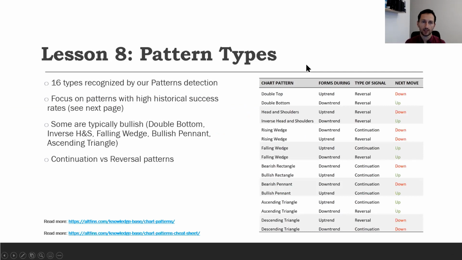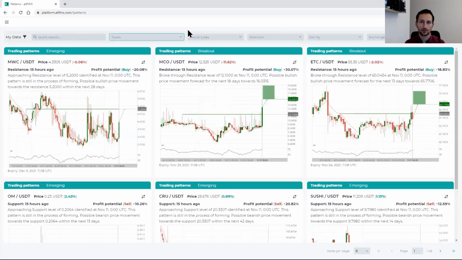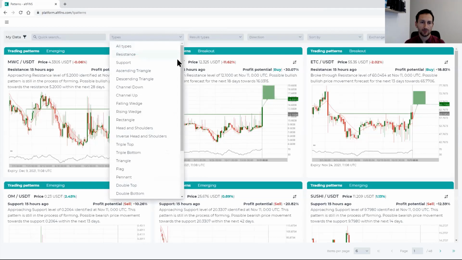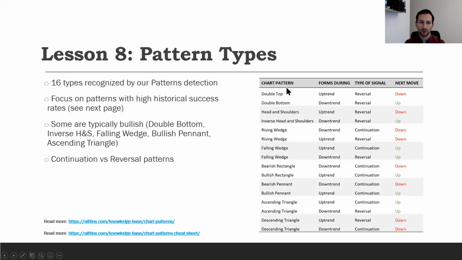Our system recognizes about 16 different types of patterns, and they're listed here, as well as, of course, listed under the types right here. You can scroll. What's also important is to realize that some patterns are inherently bullish and some patterns are typically bearish. Now, a pattern can break out either way, right?